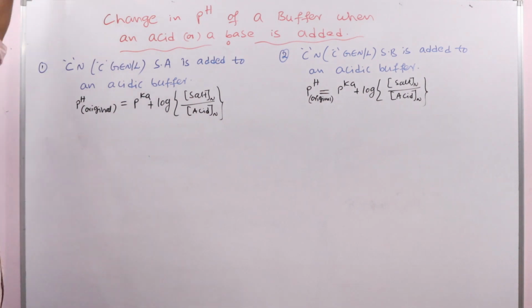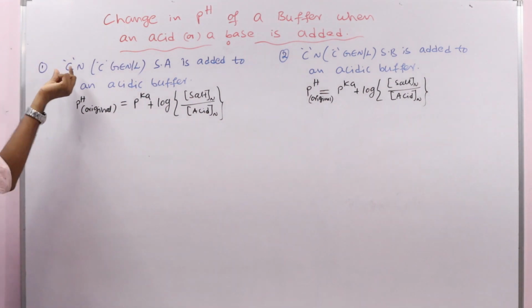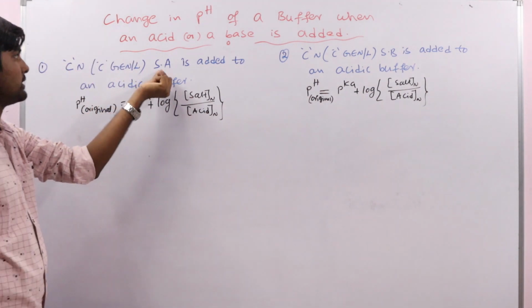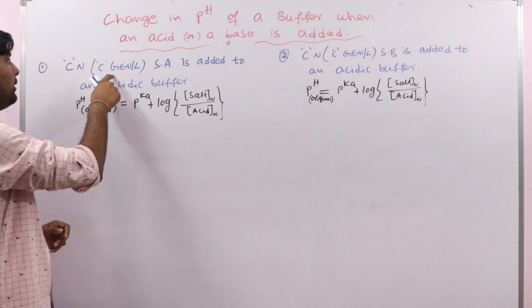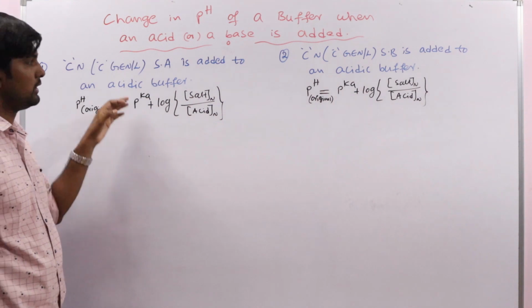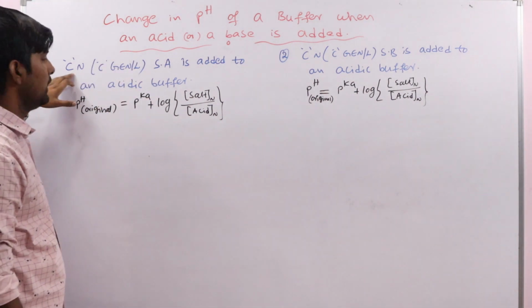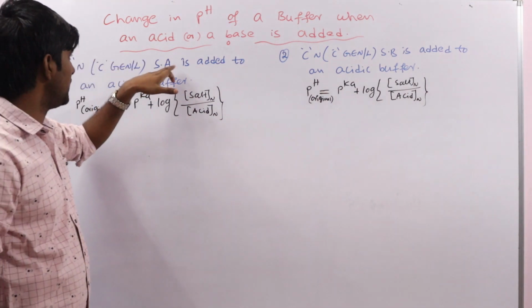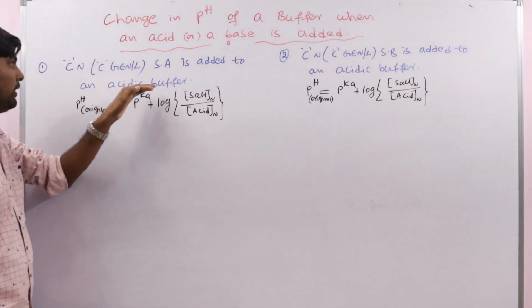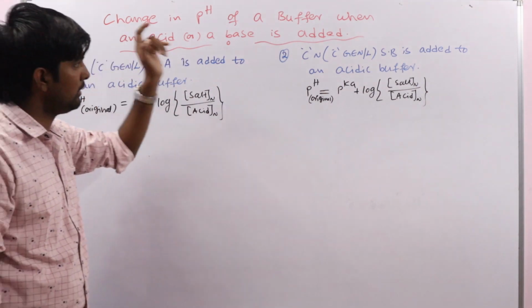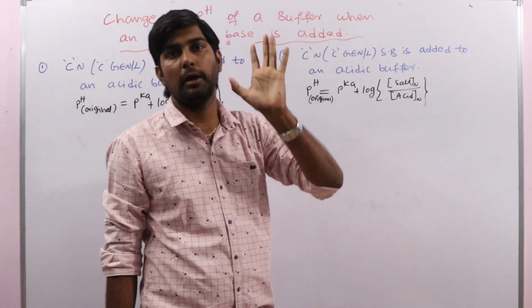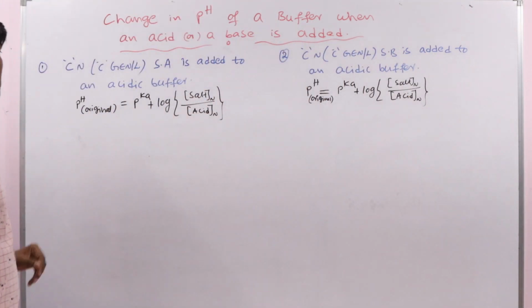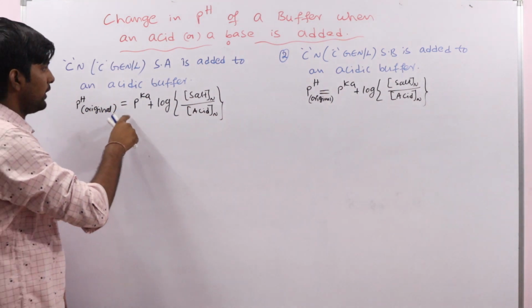Suppose first we start with C normal strong acid, SA means strong acid. C normal, or C gram equivalents per liter. C equivalents per liter or C normal strong acid is added to an acidic buffer. What happens then, we see; and when a strong base is added to the acidic buffer, what happens, that we discuss. First see, this is the pH of an acidic buffer.